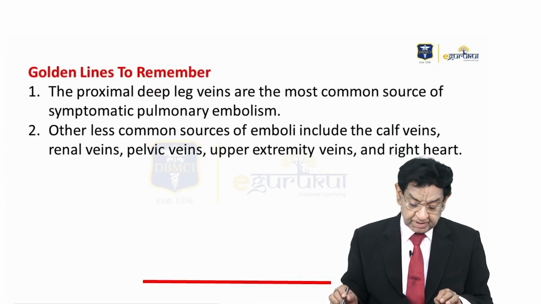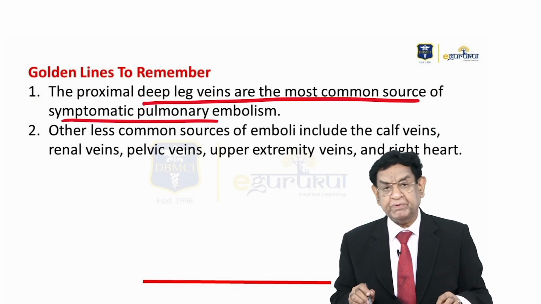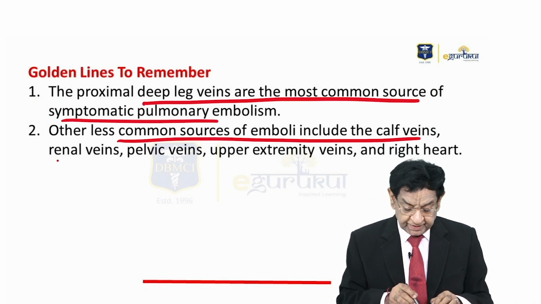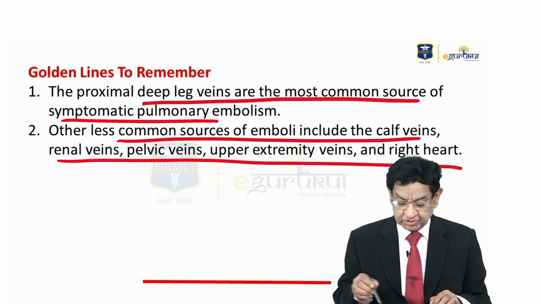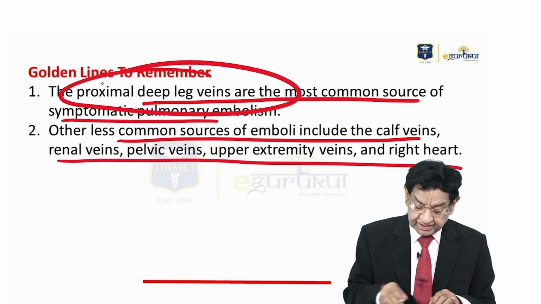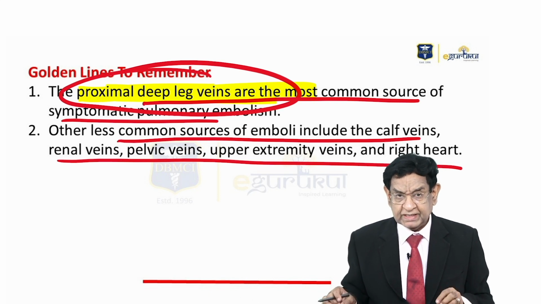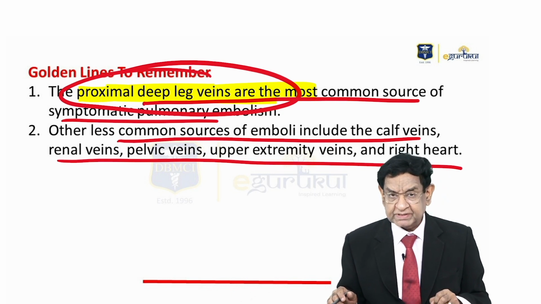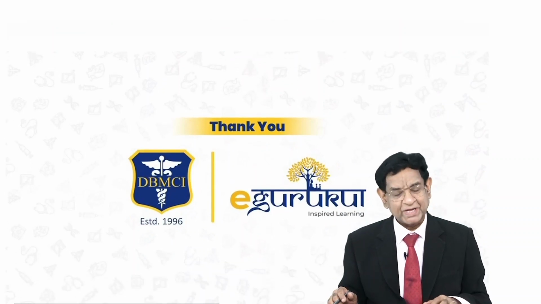The golden line to remember: proximal deep leg veins are the most common source of symptomatic pulmonary embolism. Other less common sources include calf vein, renal vein, pelvic, and upper extremity veins. They are all extremely rare causes. So by and large, you can say proximal deep vein. If you remember this much, good enough. The only take-home message in the whole discussion is that proximal deep vein thrombus is the most common source of pulmonary embolism. Thank you very much.